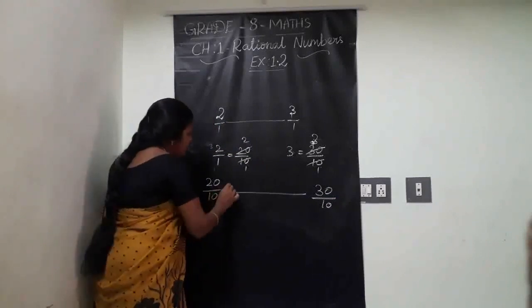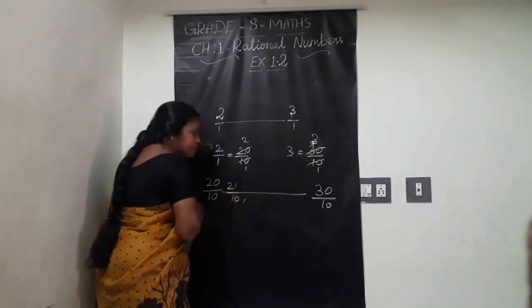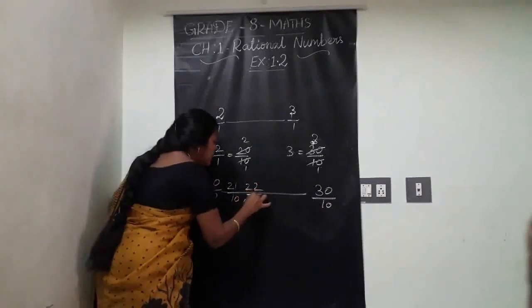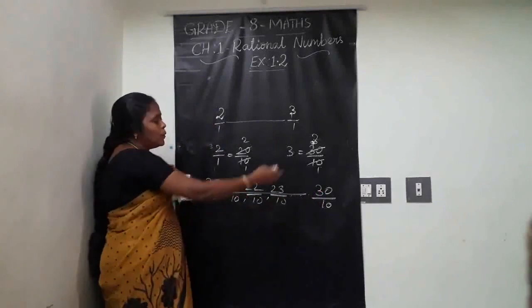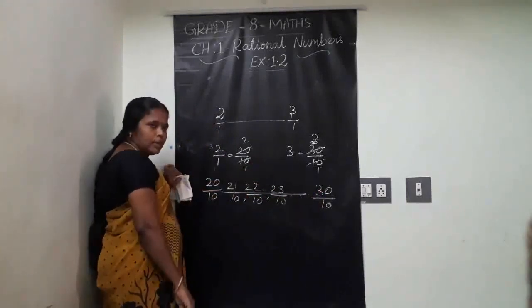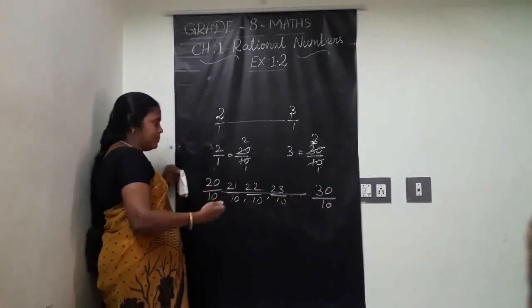Yes. After 20 what comes? 21 by 10, 22 by 10, 23 by 10, like that, up to 29 by 10 you can take. That's all, no, we can extend as we wish.